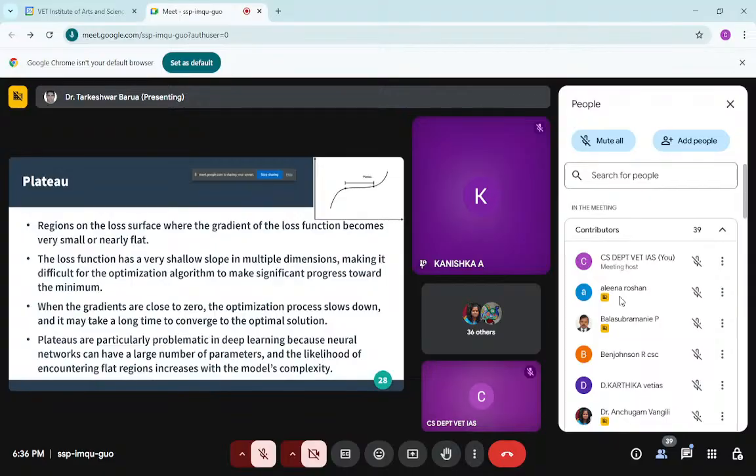Plateaus are particularly problematic in deep learning, because neural networks can have a large number of parameters and the likelihood of encountering flat regions increases with model complexity.